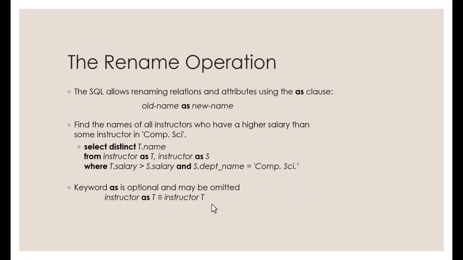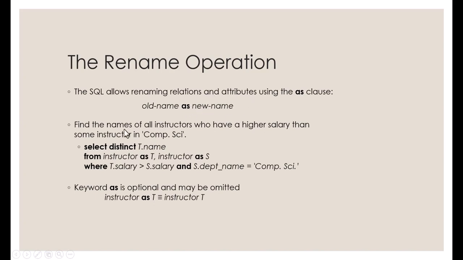Okay, you can use the rename operator. So we have done this in relational algebra, right? It was the P symbol, we call it rho. Here, it's just the keyword AS, which is easier. So you have the old name, then the keyword AS, which is bolded, and then the new name here.